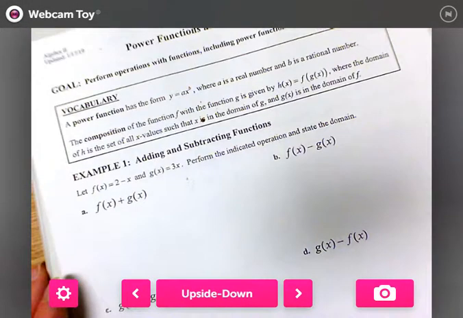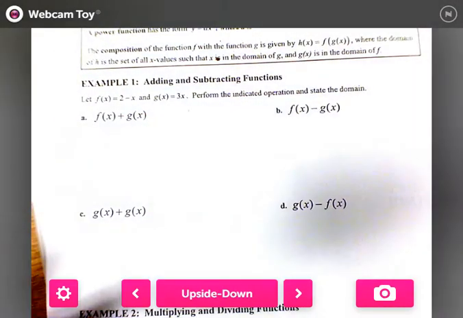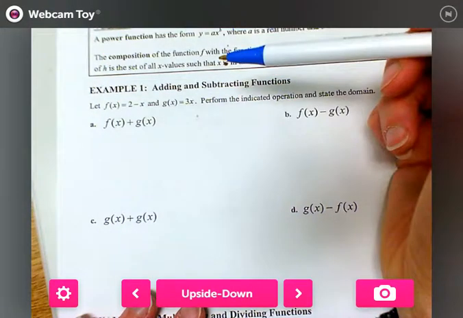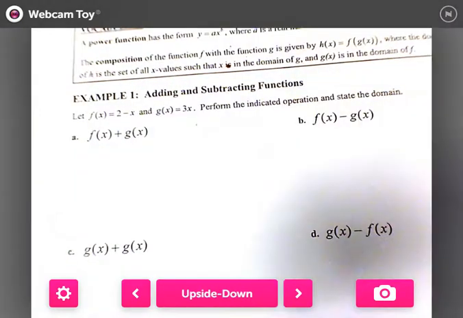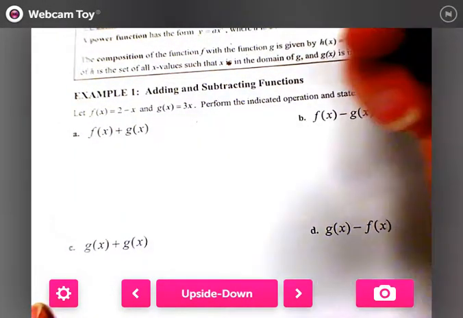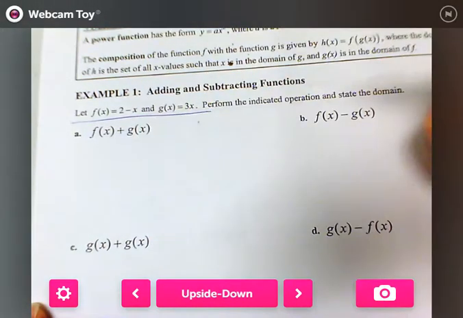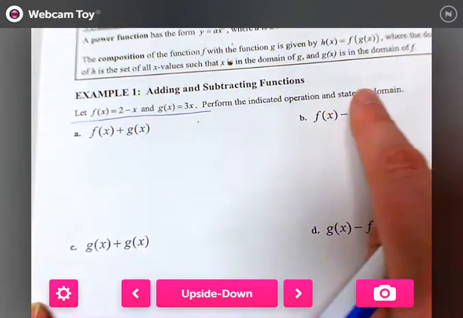We do not have to do every single problem on here, but if you're confused, please ask for another one. We have to read the whole thing. A lot of you do not like reading the directions, but that messes me up on tests and quizzes. We're going to let f of x equal 2 minus x and g of x equal 3x, and then do the operation and state the domain.